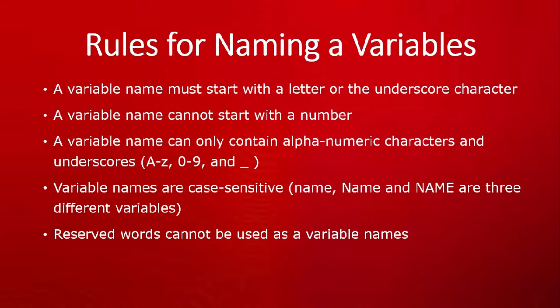Here is an example: I have one name, and it has been written in 3 different styles. It means these are 3 different variables. And reserved words cannot be used as a variable name. Reserved words are words which have predefined meanings, and we cannot use them as our variable names, like if, else, while, for. These are our reserved words.